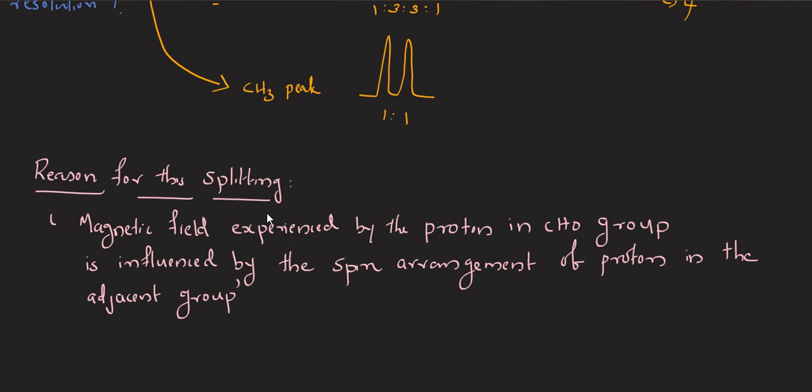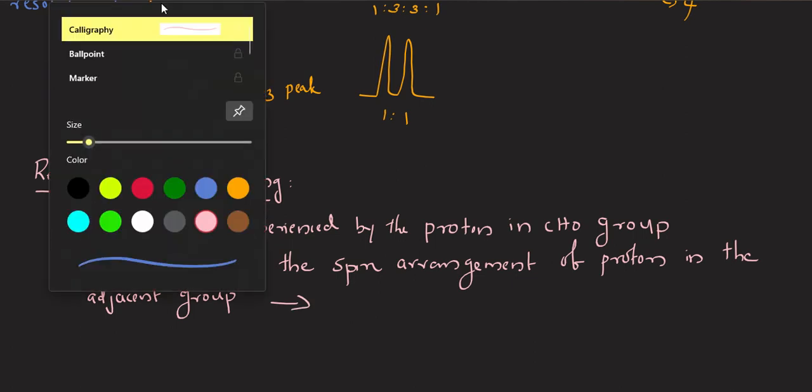That is, the magnetic field experienced by the proton, the whole NMR is happening because we are putting the molecule in a magnetic field. So when the magnetic field experienced by the proton in one group is influenced by the spin arrangement of proton in the other group, then we can say that there is an interaction between the nuclei of the two groups.